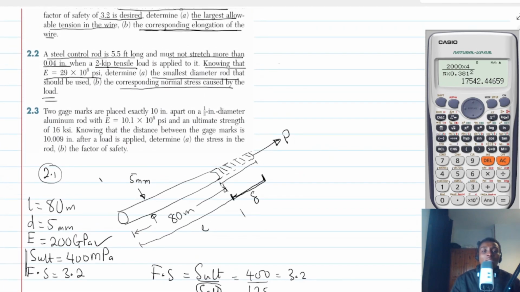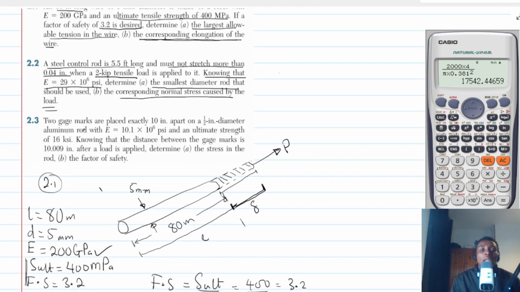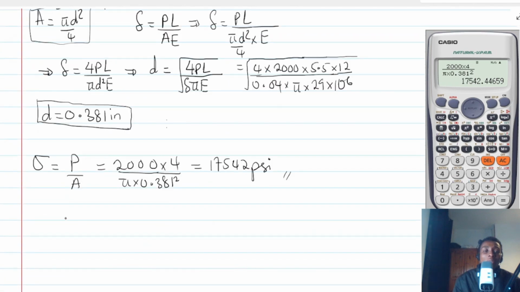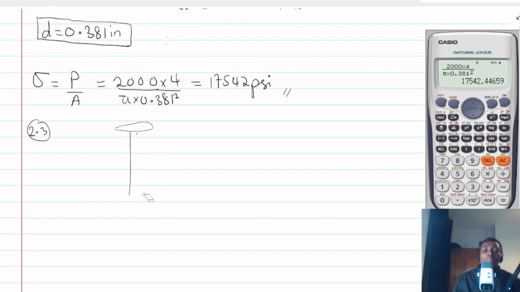So the last set. Okay. Now he says that for this last set, we have two gauge marks which are placed exactly 10 inches apart. So this is talking about the fact that we have a strain testing machine, and then the gauges are placed, something like this, 10 inches apart.